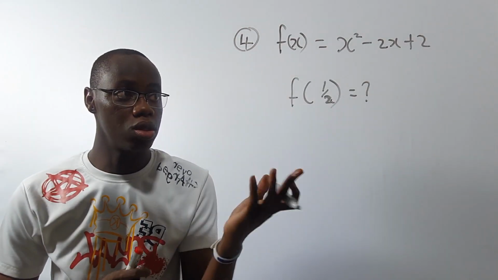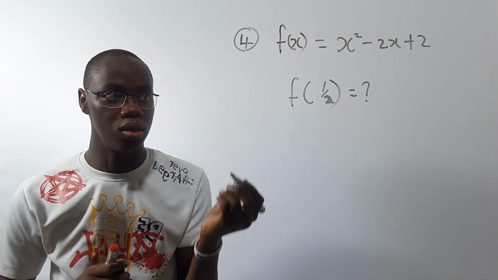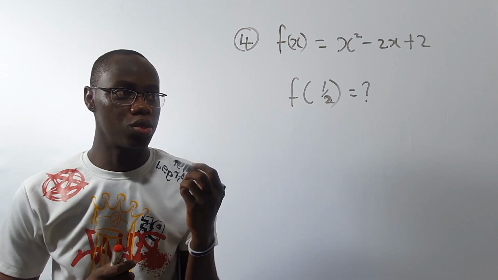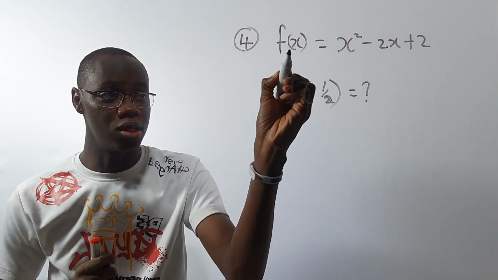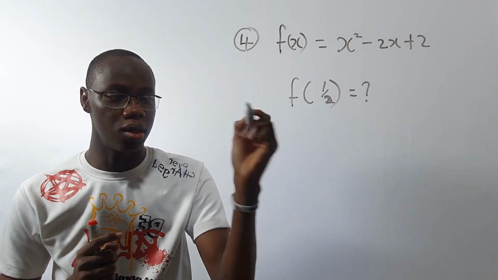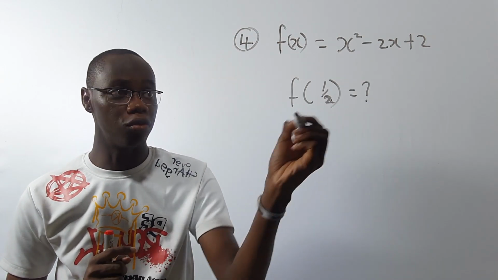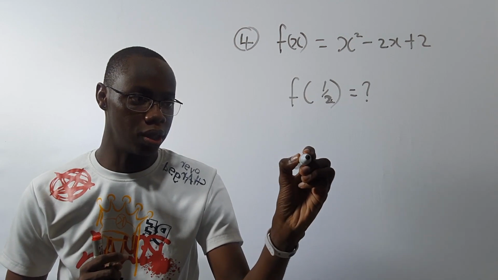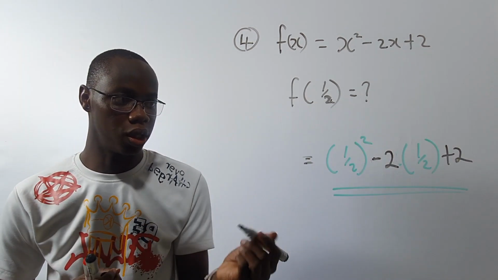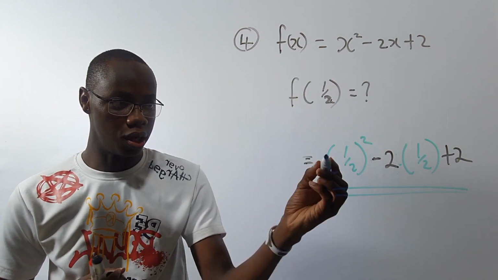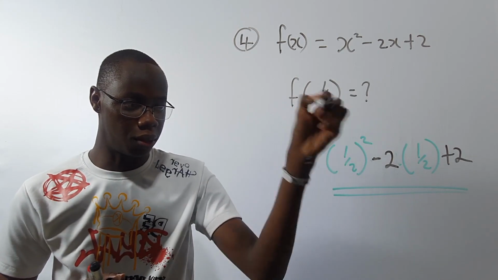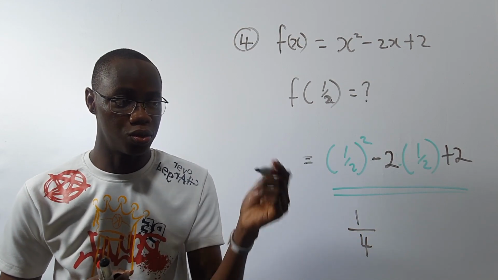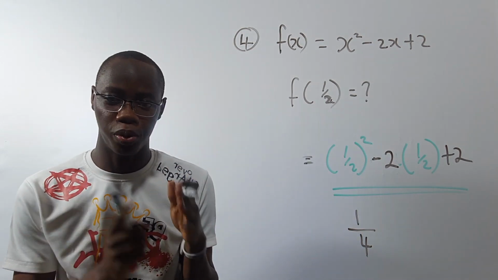So you can also see another common question like this, very easy. It says f of half is equal to what? So they are saying wherever you see x, replace it with a half or 1 over 2. Just put 1 over 2 anywhere you see x. So it's going to look like this. Whenever you see x, put half there. So half times a half, that will be 1 over 4. Don't mistake 1 over 2 times 1 over 2 for 1 over 2 plus 1 over 2.